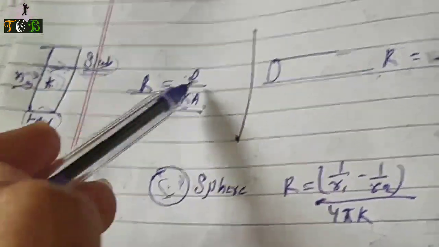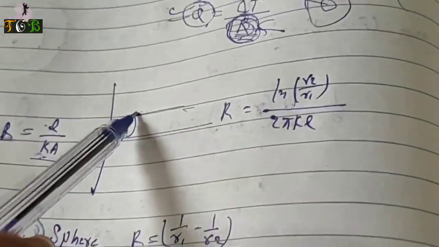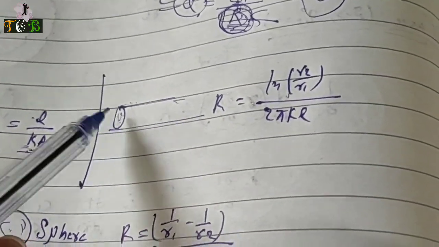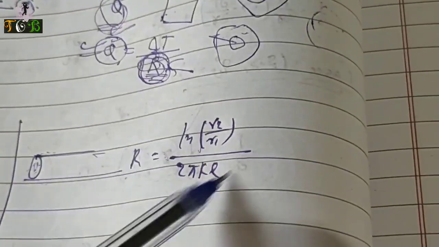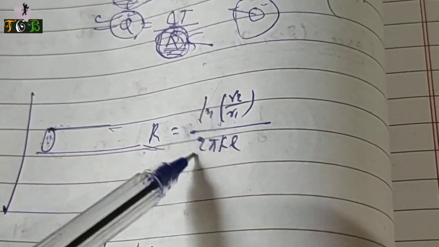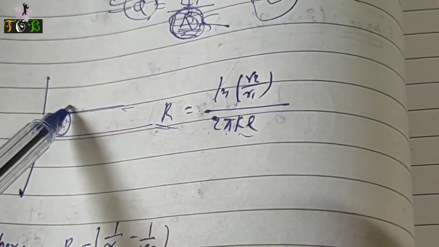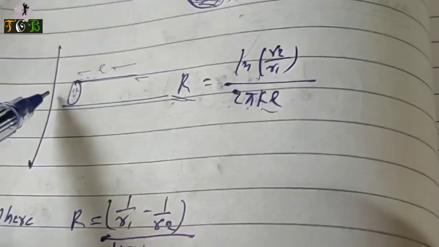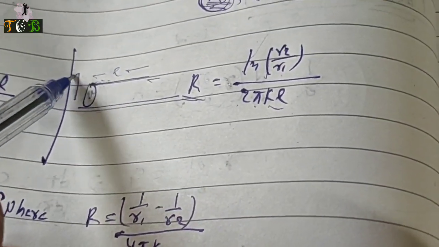And for a hollow cylinder, where the inner radius is r1 and the outer radius is r2, we have seen over here that the R value is ln of r2 by r1 over 2 pi K L. L is the length of the cylinder, and here heat transfer is taking place in this direction.